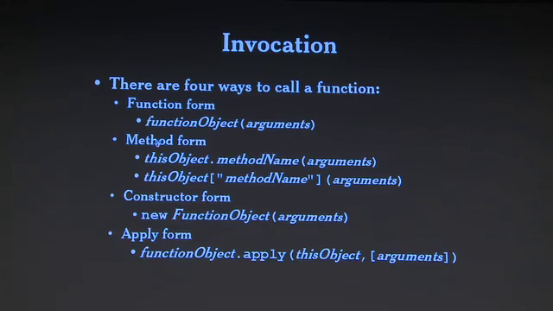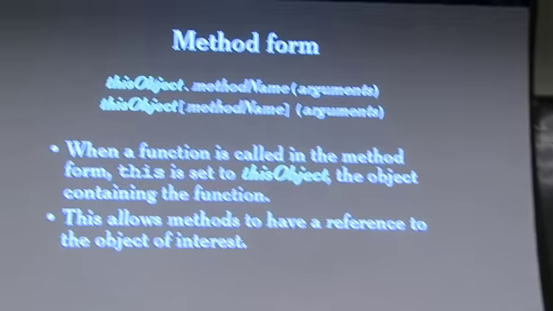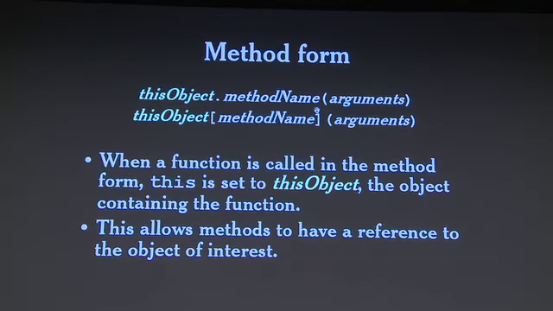And there's the method form, where you're calling it as a method rather than a function, because a method refers to an object that owns it, or that it belongs to. A method is a function that has references to properties and variables that situate its context. So this is actually the most common form. Like Math.sqrt is the method form.